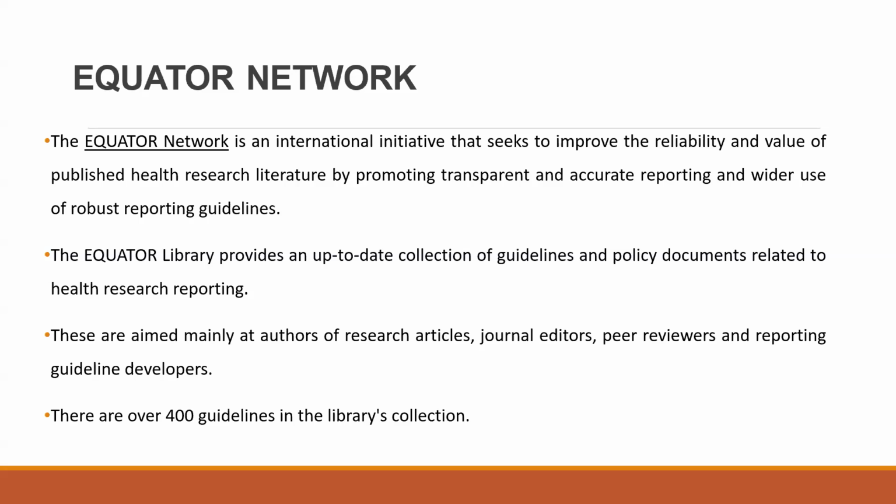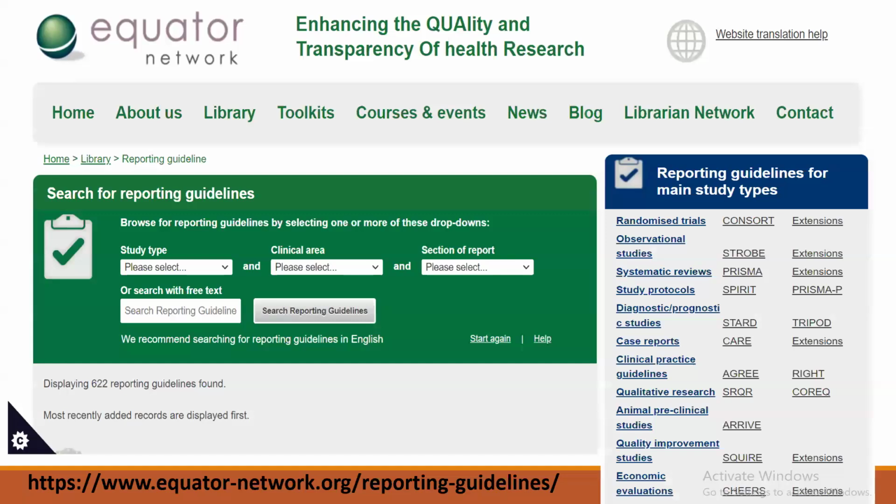Most researchers are not aware that these kinds of guidelines are already available for the original studies as well as for systematic reviews. You can go to the EQUATOR Network and see, and it has 400 guidelines in the library's collection. This is how the EQUATOR Network looks. As I told, on the right side you can see there are different kinds of guidelines even for systematic reviews and for original studies.